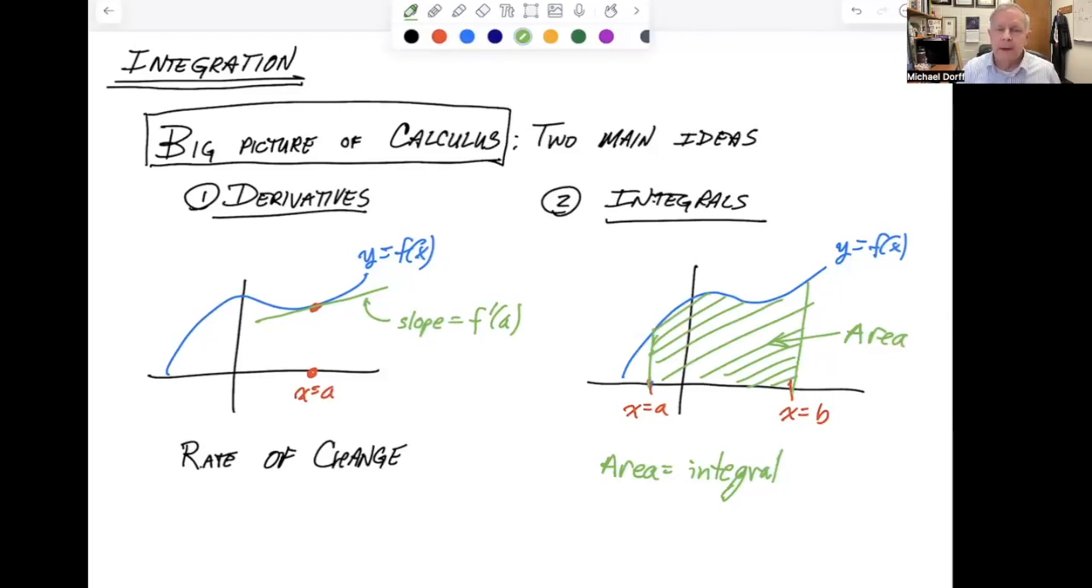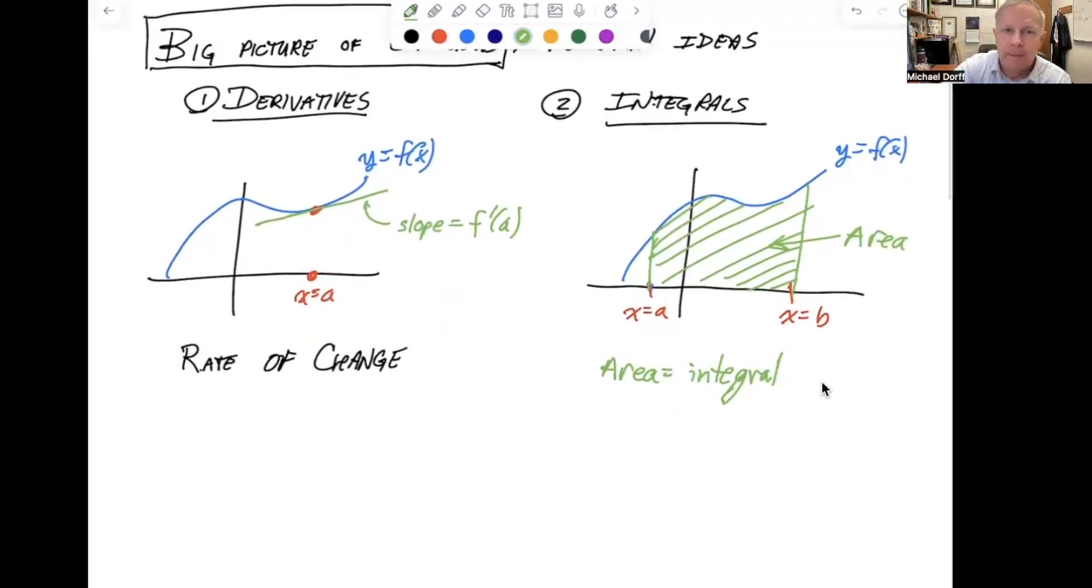We're also going to talk about some of the applications of integrals as we go further on. But for now, we just want to lay the foundation of it. So you'll have to hold on to that until we get a little bit further on.